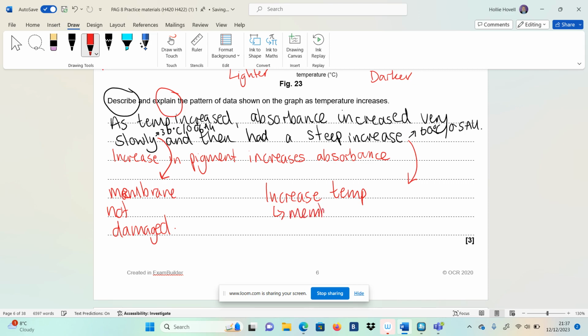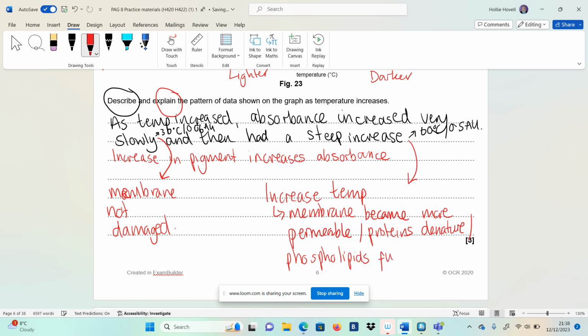So we could say the membrane became more permeable. You could say that proteins denature. You could say the phospholipids move further apart. Okay, there's lots of ways you can explain why, but basically, as you increase the temperature, the membrane becomes more permeable because of these things, and therefore more pigment leaks out. The colour becomes darker, and therefore the absorbance increases.